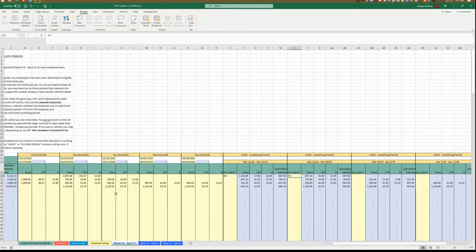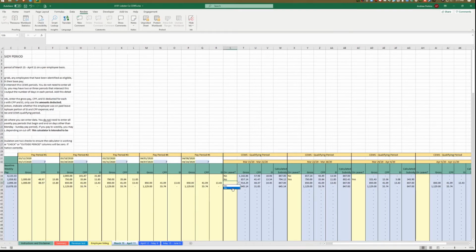Now, for Jimmy, he went on leave on the 18th. But that meant he worked through the 17th. So in this first period, he was not on leave. But from the 22nd to the 28th, that's after the 18th, he was on leave. And we'll see here as we enter yes to this, his subsidy has gone up. See the effect of the change in the subsidy? Because the calculator is picking up his EI and CPP expense.